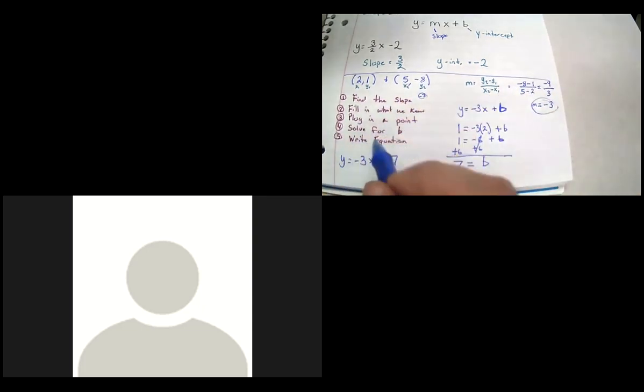Now we can write our equation. We go back to right here, and all we do is plug in the b. So we do y equals -3x, it's a +7, so we write +7. There is our equation.